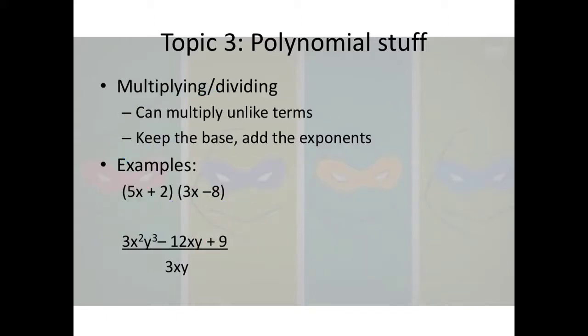So what about multiplying and dividing? Well, before we had to find like terms; you couldn't add things that were unlike terms. But you can multiply things that are unlike terms. Basically, the rule is you just stick them together. And the rule for multiplying, we are going to keep the base, add the exponents.